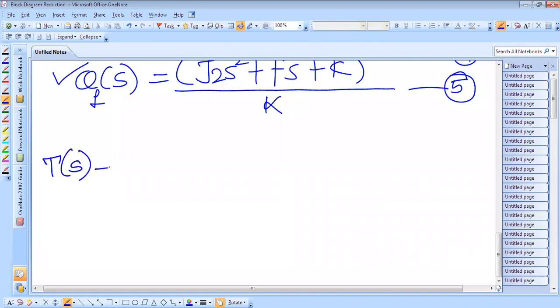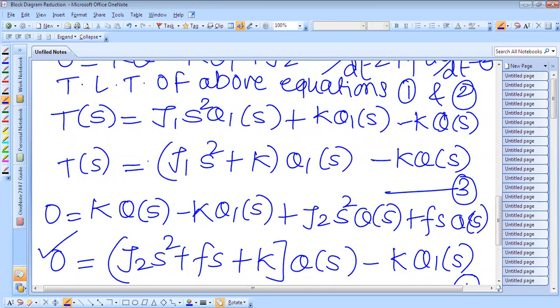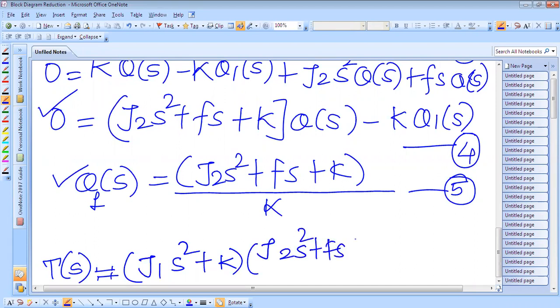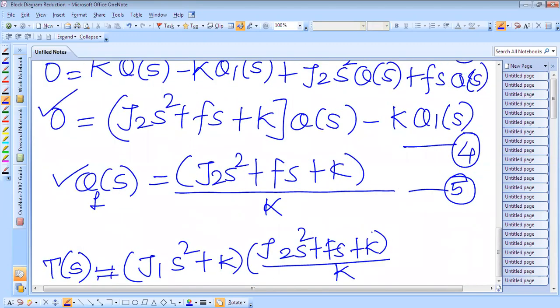T of S is equal to J1 S square plus K into theta 1 of S. So this is theta 1 of S, J2 S square plus F S plus K by K, minus K theta of S.